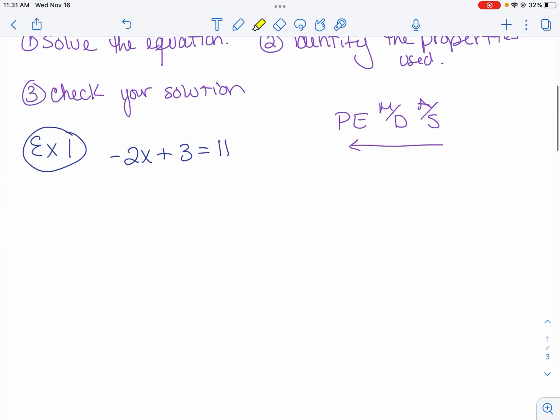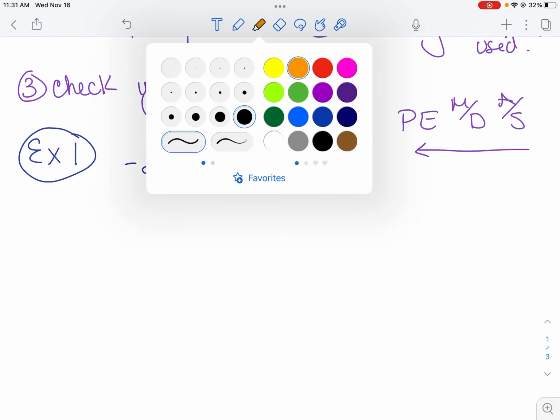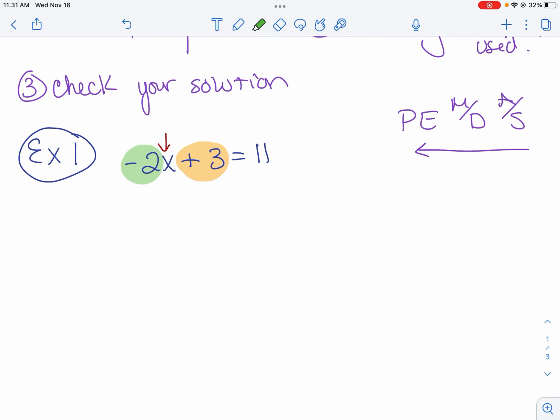So let's write down this first example. Example 1, negative 2x plus 3 is equal to 11. All right. So our first step is to isolate this variable, okay? And in order to do that, we have to think about what's happening to the variable. There are two things happening. One is that we're adding 3. The other is that we're multiplying by a negative 2. So if I'm trying to isolate x, I need to remove both the 3 and the negative 2.